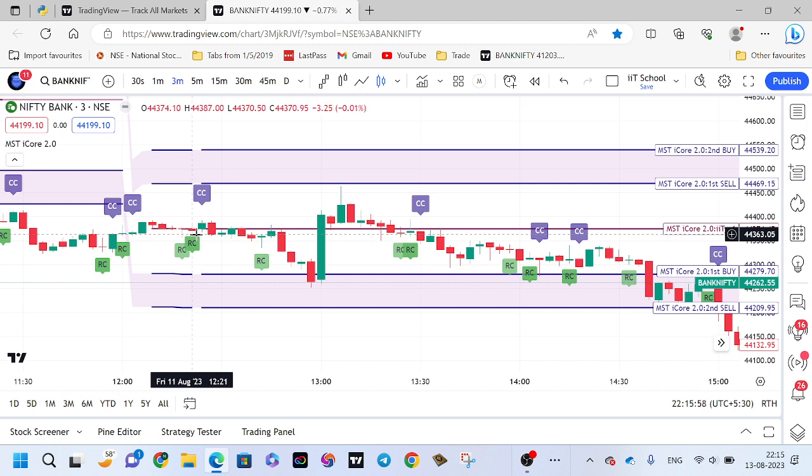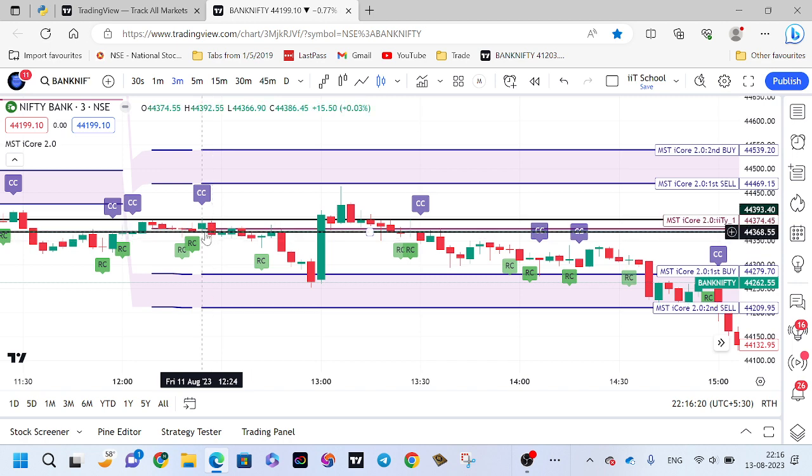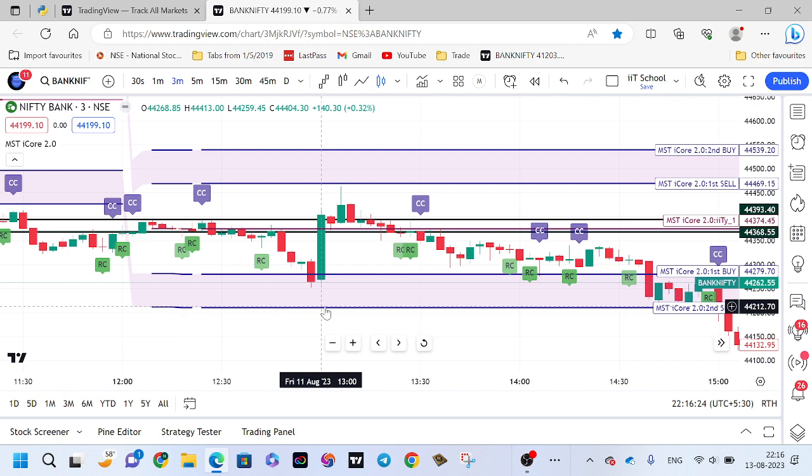Clear? So now this is an R3C, and the immediate next candle is not a red candle, it is a green candle. But this candle indicates the market is going to fall, and this candle indicates the market is going upside. So this is a false signal. Otherwise what you can do, you can mark the high of this candle and the low of this candle. Whichever side breaks first, that side you can trade.